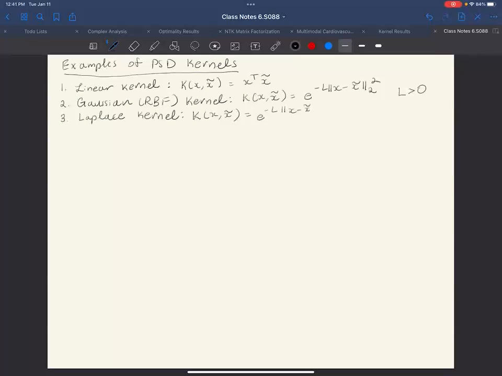And here's the remarkable thing. The Laplace kernel, at least the way we're defining it, is the same thing as the Gaussian kernel, except you drop the square in the exponent. And this is somehow way more robust to the choice of parameter L.